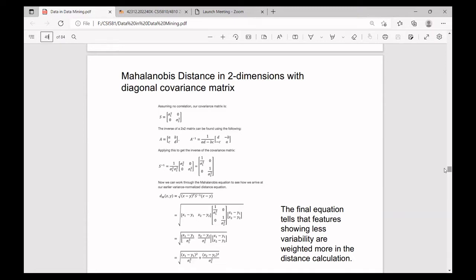That means the equation is telling us about features that show less variability. For example, if you look at sigma 1 and sigma 2, suppose the X feature has less variability. That means its standard deviation or variance is smaller than the second feature. Then the inverse of variance is going to be larger for the first feature, so the first feature will get more weight compared to the second. So what the Mahalanobis distance does is figure out how to weigh different features based on their variations. And that's the importance of this particular distance function.